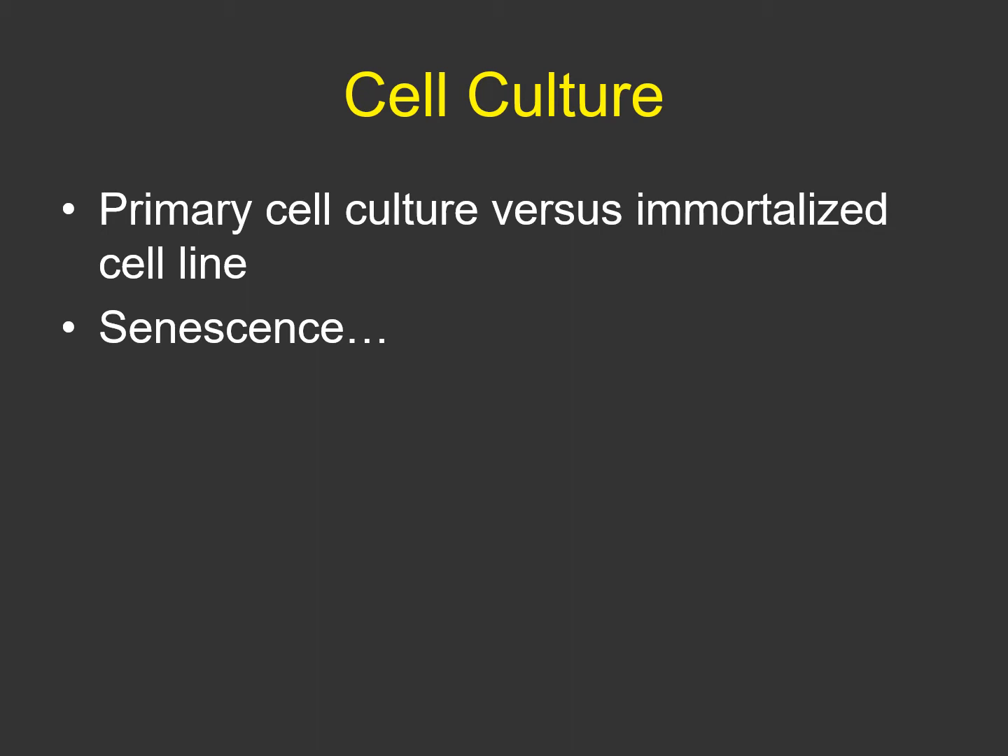And so that's a disadvantage of primary cell culture, but the big advantage is that you know what types of cells they are because you isolate it from the animal. Another type of cell culture is immortalized cell lines. And these are cell lines that don't undergo senescence, and they keep growing and growing and growing.